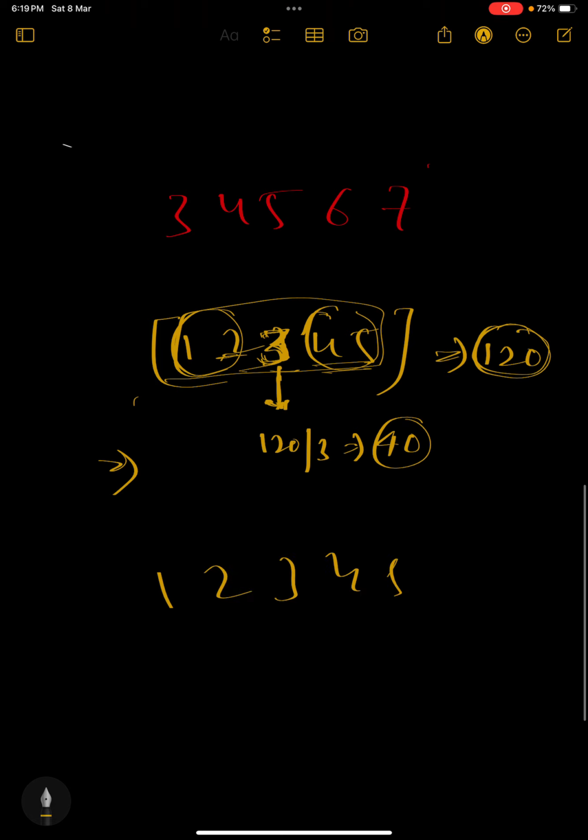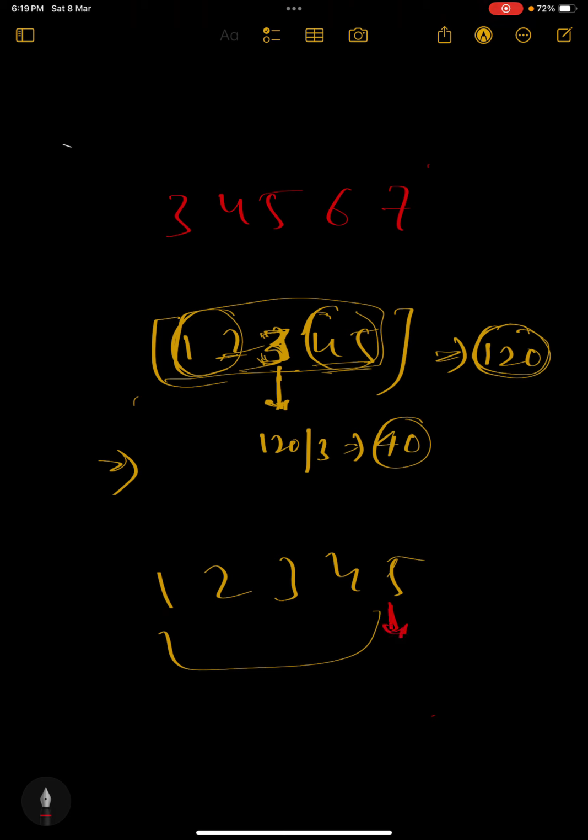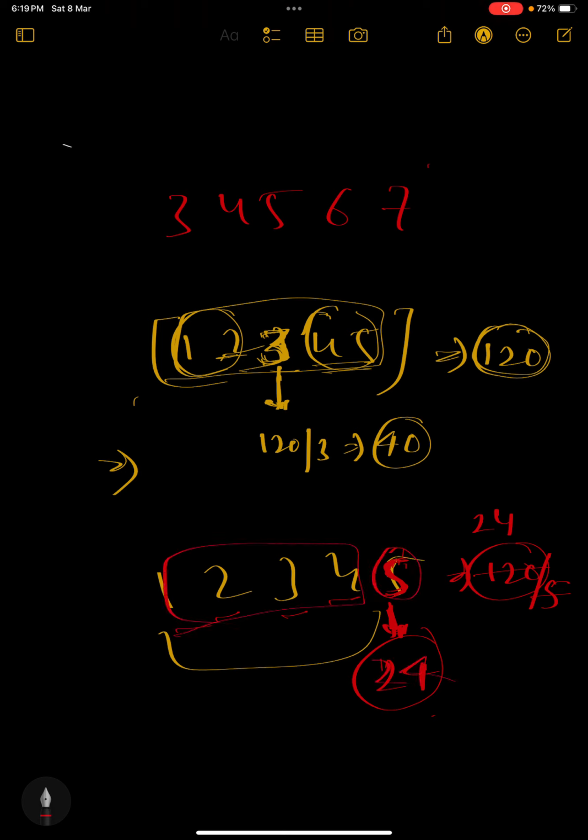For 1 2 3 4 5, if we check the fourth index, the total multiplication was 120. Now we don't want to include this number in the product, so just divide the product by it. The answer is 24, and you can verify: 4 into 3 is 12, 12 into 2 is 24. So except 5, the product of all the elements is 24. So this can be the brute force, but as in the given constraint you are not allowed to use the division operation, so we need to move further.